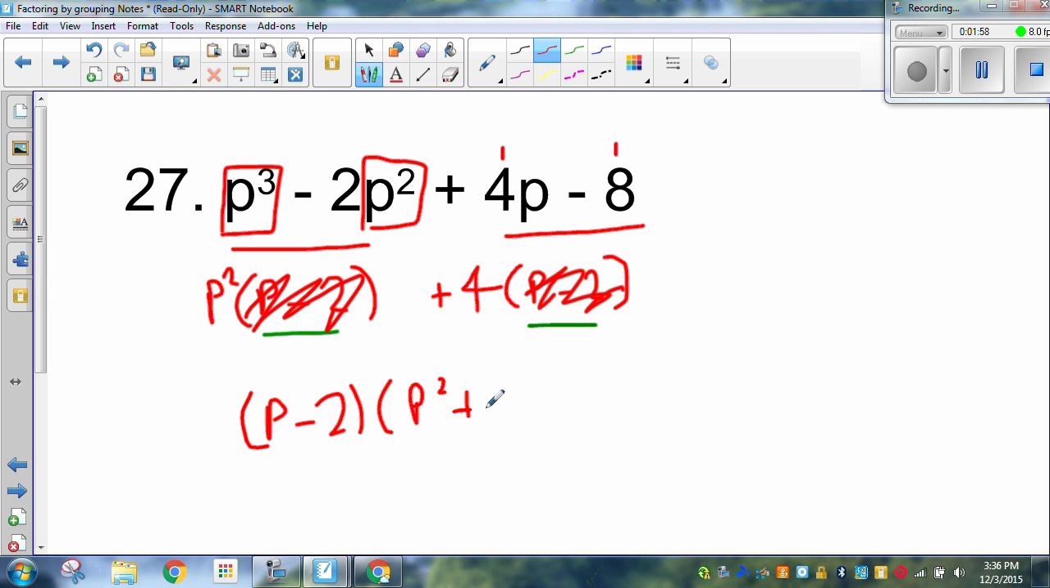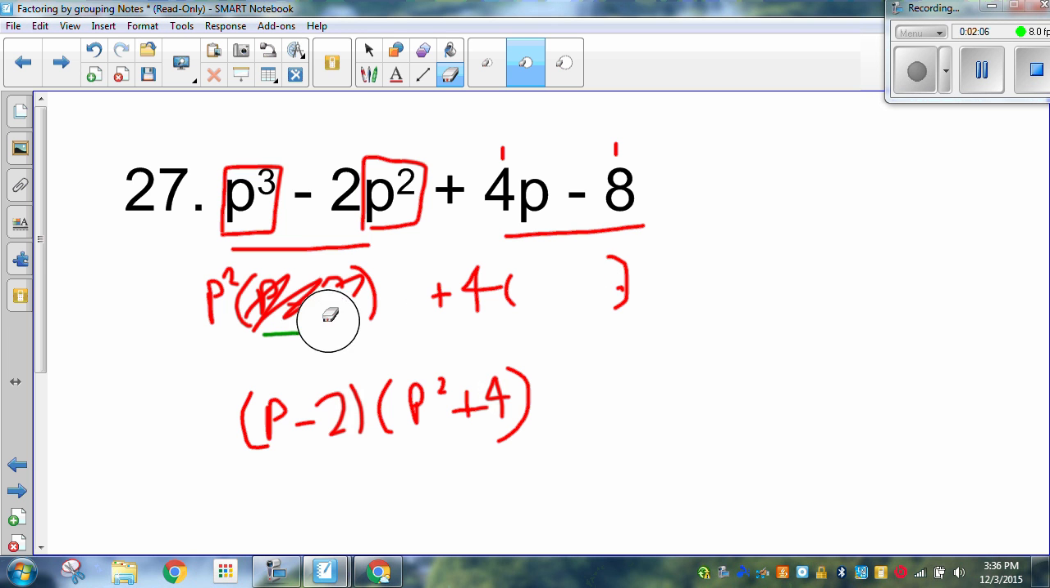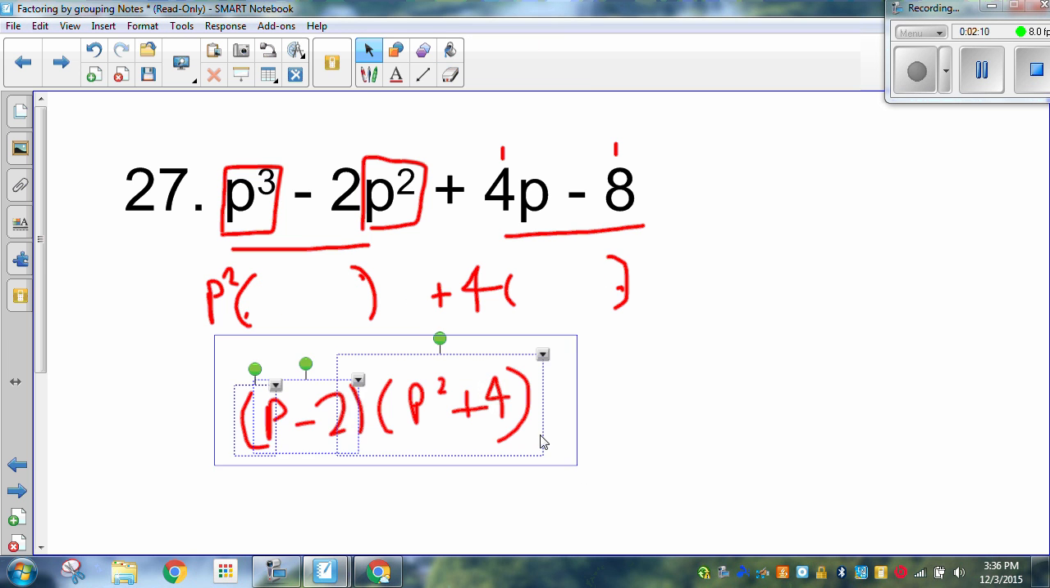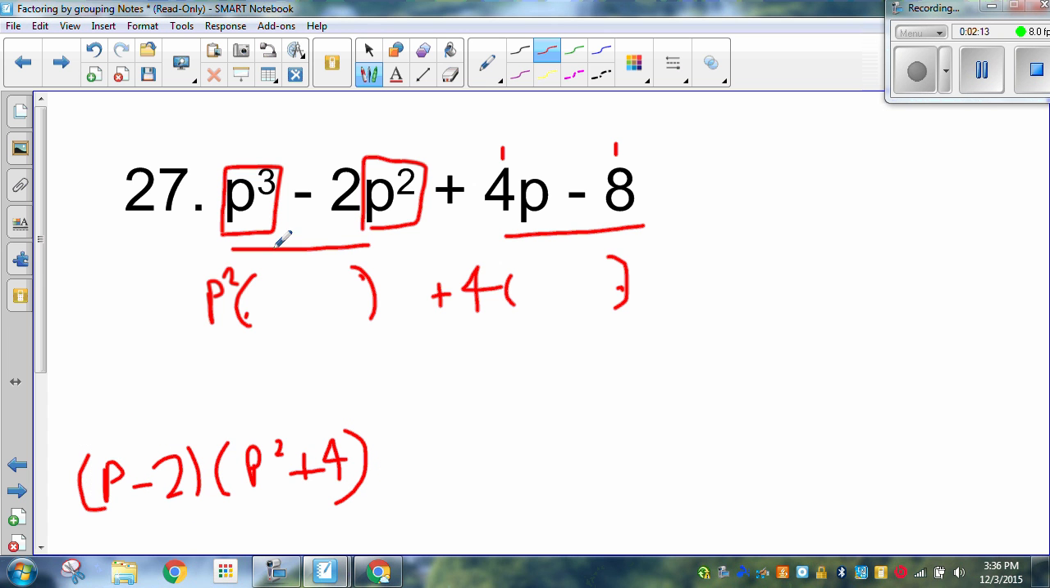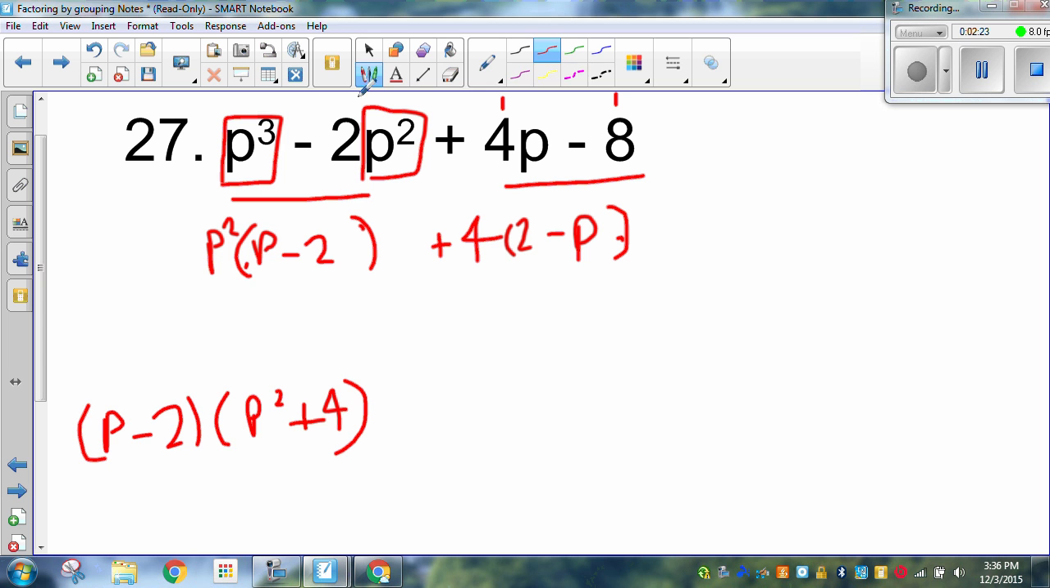Now, I do want to help you out with the negatives, because I know some people are struggling with that. So let's just go back and change this problem really quickly. Let's say that instead of our p minus 2 in each term, one of them actually said 2 minus p. And this one, if it said 2 minus p, we want to change it so that it matches.